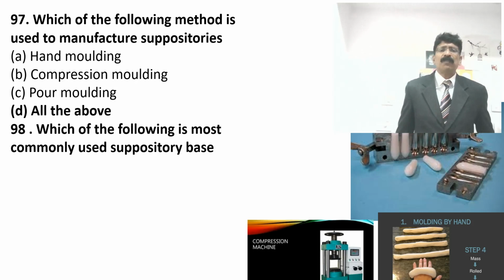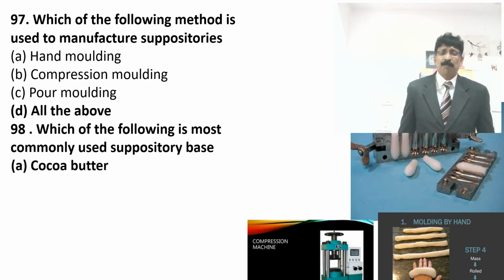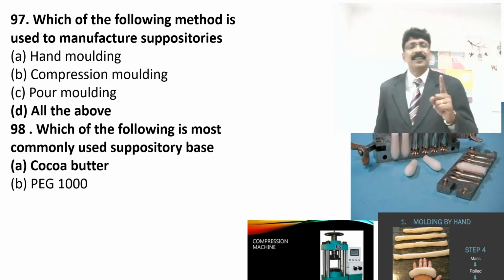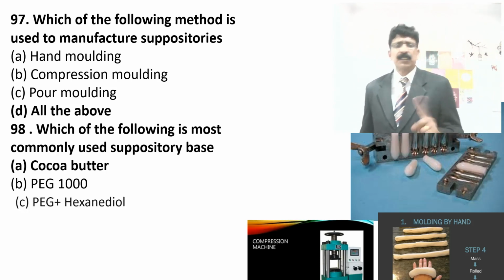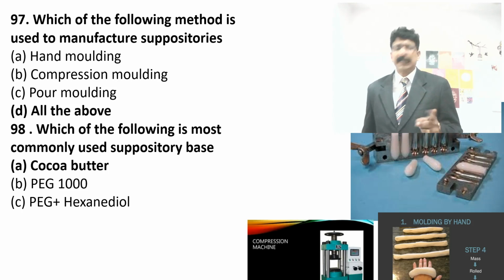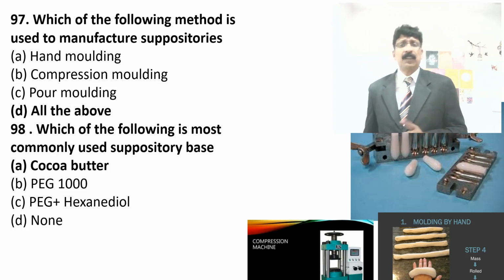Which one of the following is most commonly used as a suppository base? Cocoa butter is the most commonly used. PEG 1000 is not used. PEG plus hexanol is also not used. Irritation will be caused. None of the above.